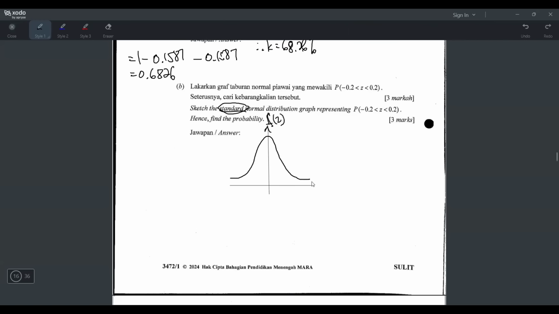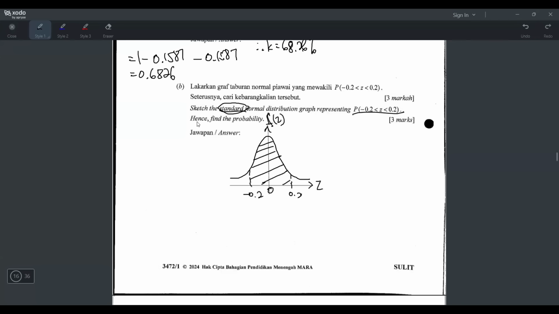This is the Z, and they want you to sketch the standard normal distribution representing this. Where's the Z value? Negative 0.2. This Z value will be 0, so negative 0.2 is somewhere here, and positive 0.2 is here. Just draw a line like this. Since they want the region in between, I have to shade the region to represent the area, or the probability, they want. So this is actually what they want.